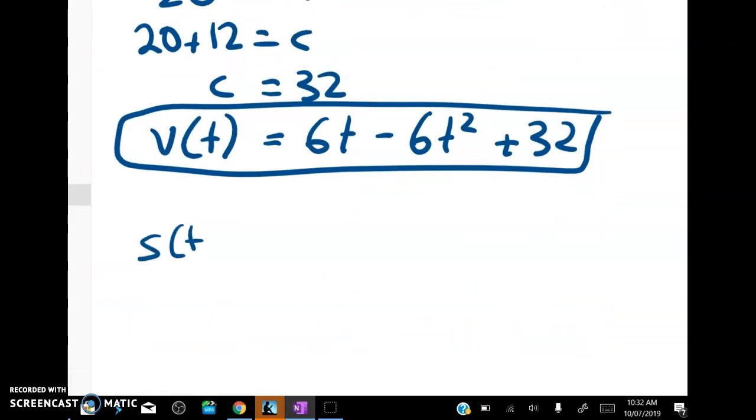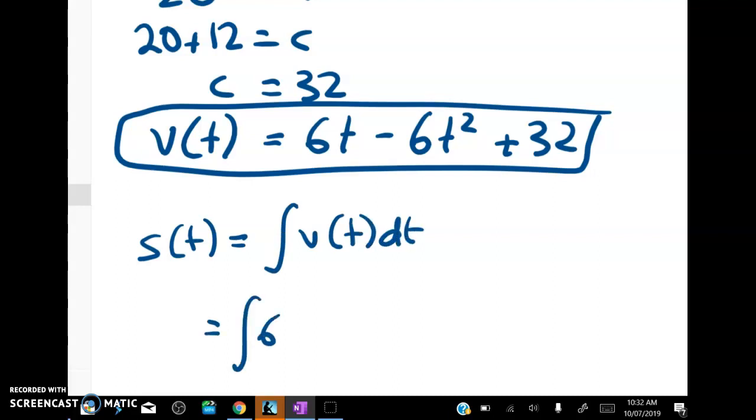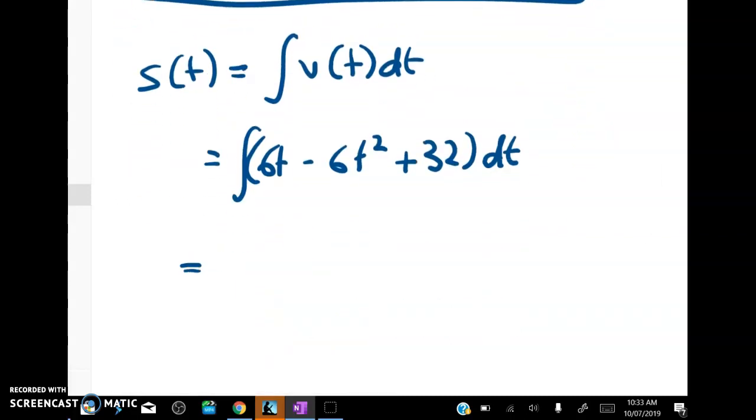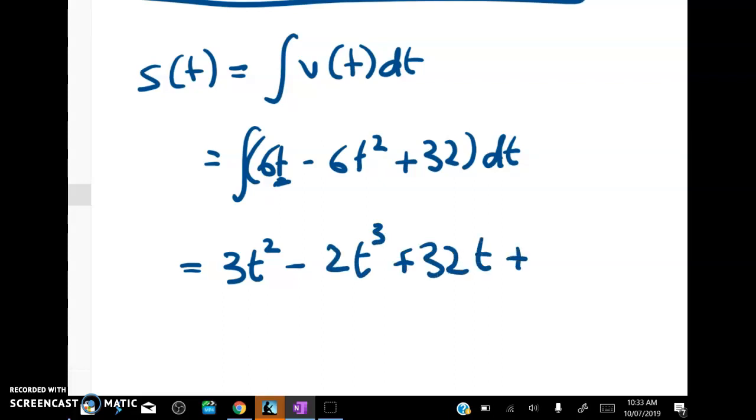So s of t is the antiderivative of velocity. So we'll put in our velocity function, and we go backwards on this. So let's see what we get. Well, I'll have 3t squared, right, this power is going up 1, minus 2t cubed, plus 32t plus c.